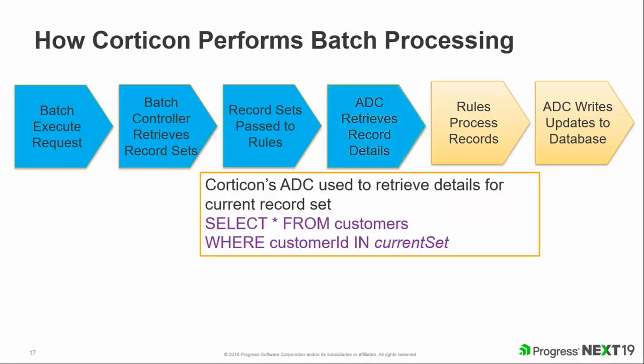You would use ADC within your individual decision service to then go retrieve the details for the data. Again, I have control over the query, so I could select star from customers or do something more complex here. And then where the customer ID is in, in quotes, the current set of customers that is being used. So when you're defining the queries to use with both batch and ADC, you have control over not just what the query is, but you can parameterize them so that you can use dynamic parameters, what's happening at runtime, to select the data that you want to operate on. And here, that's what we'd be doing. We'd be selecting where customer ID is in the current set of customers that are being processed.